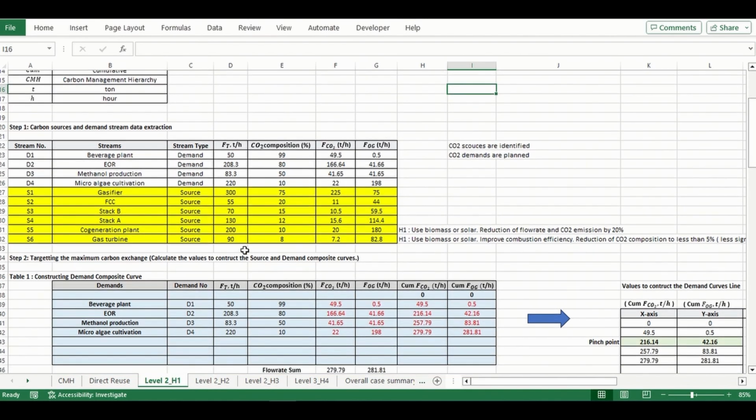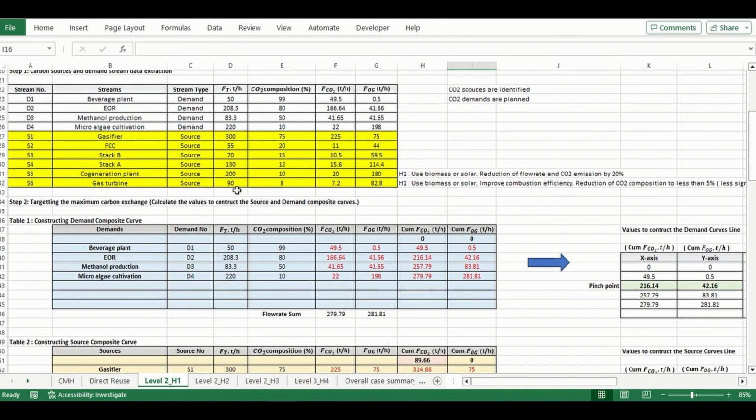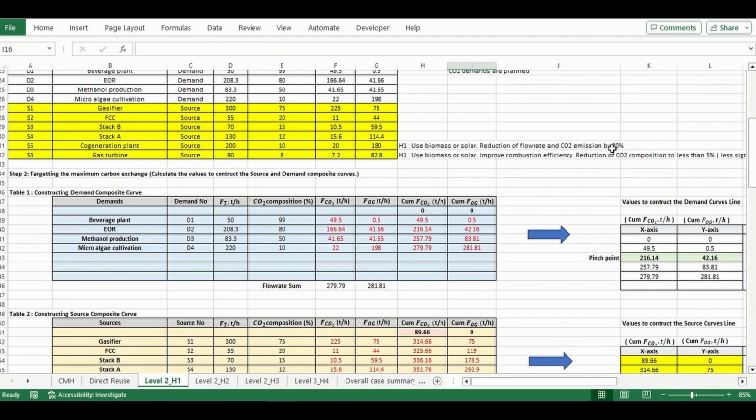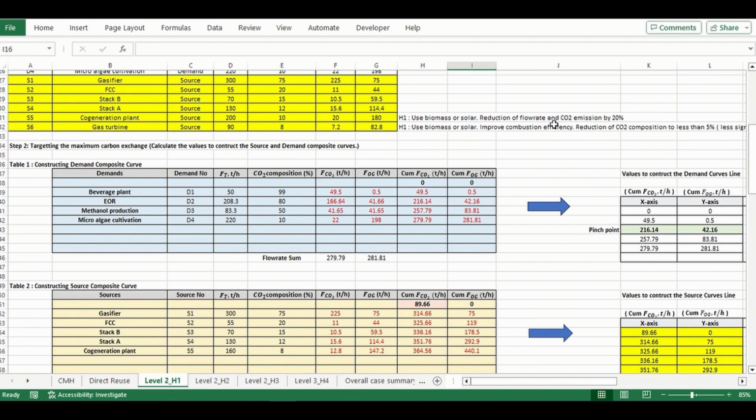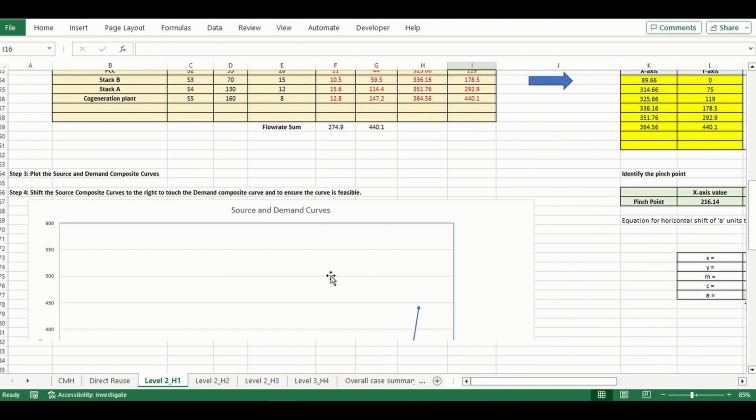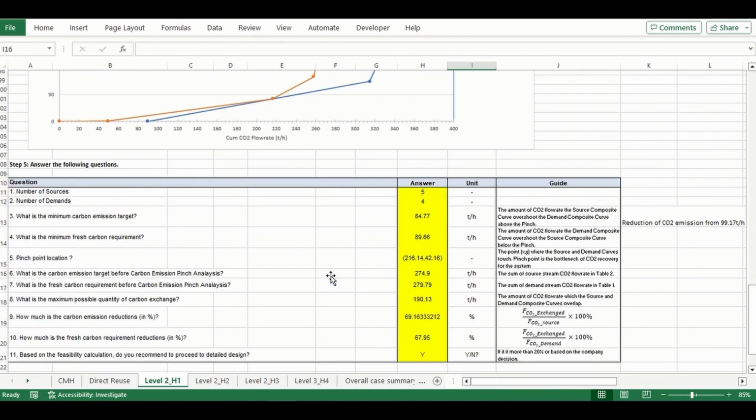That one I'll be showing in this video, where from 200 we multiply with 80%, we'll be getting 160, and also the reduction of flow rate, where 10 multiplied by 80% gives 8% CO2 composition. And we also remove source number 6 shown below. By performing this, we'll have some reduction in the minimum carbon emission target, but the fresh carbon requirement and the pinch point remain the same.